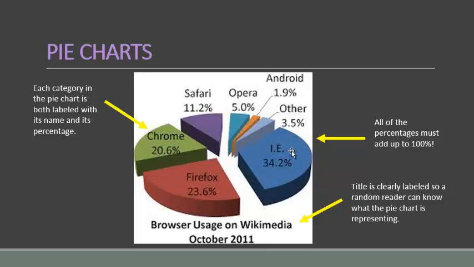It's easy to see here that in browser usage on Wikimedia during October 2011, the highest browser being used was Internet Explorer at 34.2%, while the lowest browser being used was the Android browser, with 1.9%. These are easy to read thanks to a clearly defined title and percentage for each section of our pie chart.